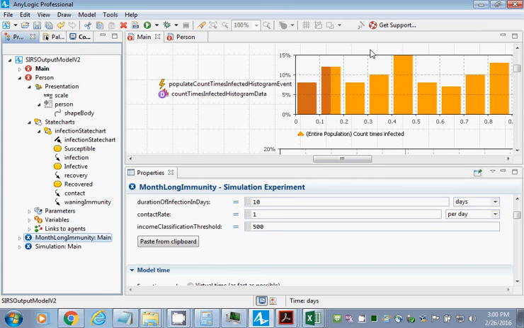Yeah, but then you have to add this thing into it. Times infected data dot add, and then add that person dot count, because it's the number of times they've been infected. That's right. Thank you. Okay, who else needs help?